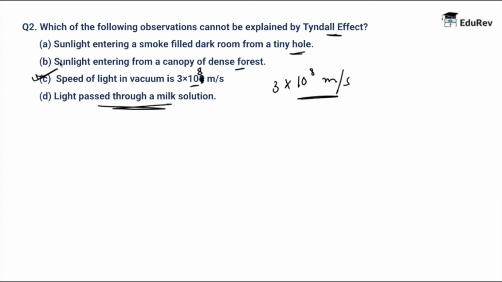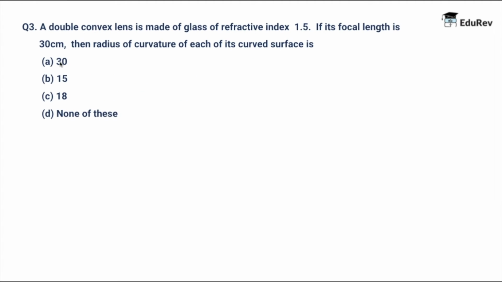Let's move on to the next question. The next question states that a double convex lens is made up of glass of refractive index 1.5. Its focal length is 30 centimeters. Then the radius of curvature of each of the curved surfaces is going to be what?